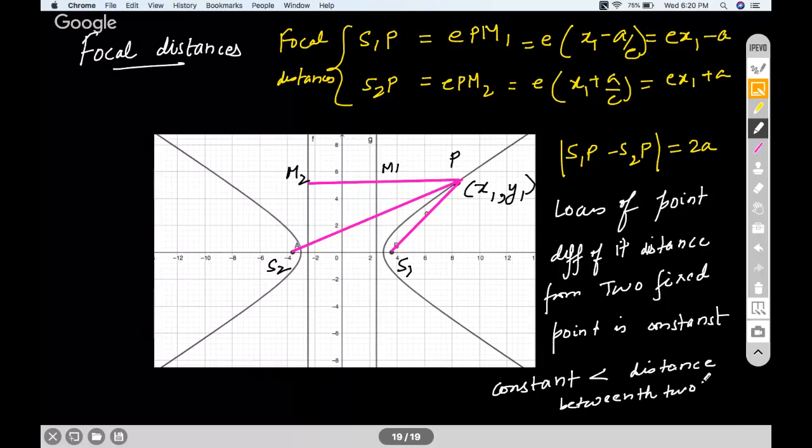Between the two fixed points and not 0. Is that fine? So please remember this. This definition is very important in solving questions which come related to complex numbers also sometimes.